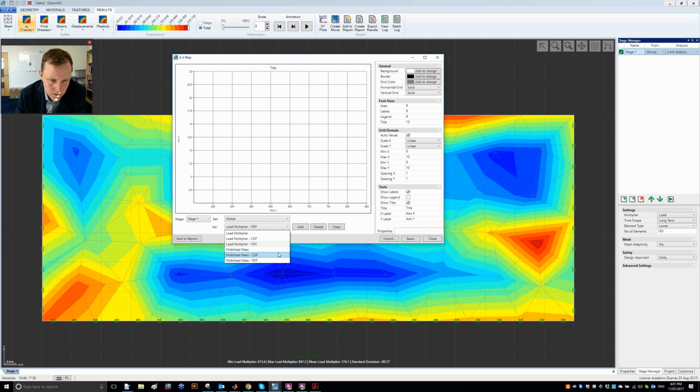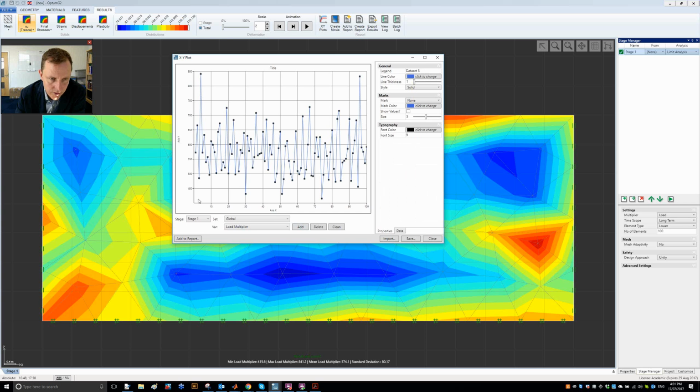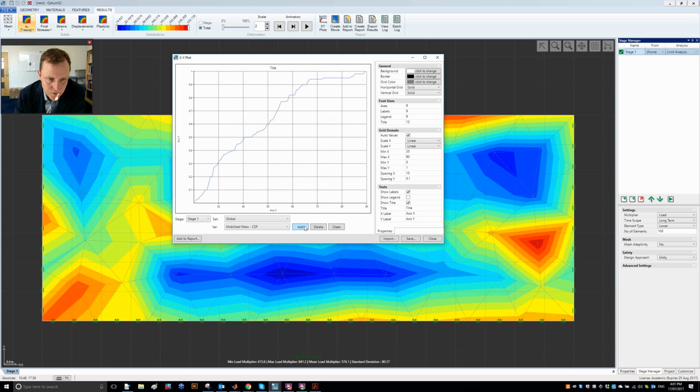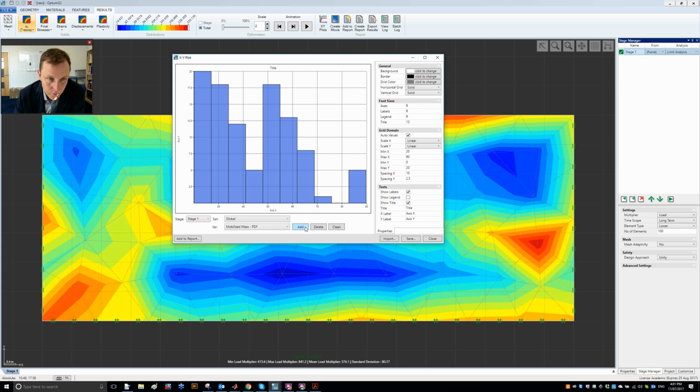And what else is available? The mobilized mass. I should first say the load multiplier. That's the load multiplier for the different runs, so it's up and down. And there's the mobilized mass. That's up and down as well. If we look at the cumulative distribution function for the mobilized mass, it's sort of an S shape as well. And the PDF looks like that. So it looks not exactly like the PDF for the load multiplier. So there's not necessarily a direct relation between the amount of mass that is mobilized and the load multiplier.